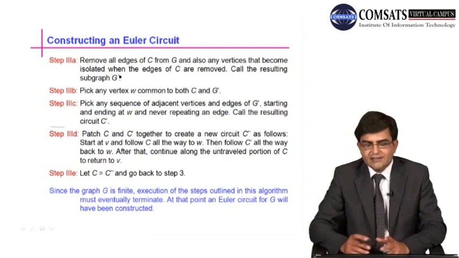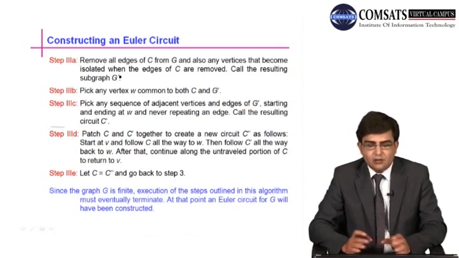So we construct another circuit in G dash which starts and ends at the same point W which we have chosen, and we construct the circuit by using adjacent vertices and edges. We use edges exactly once, so that a new circuit is now being constructed. We call it C dash.